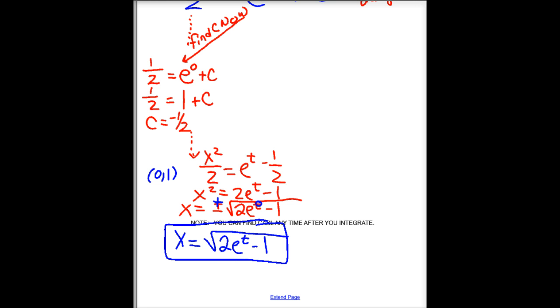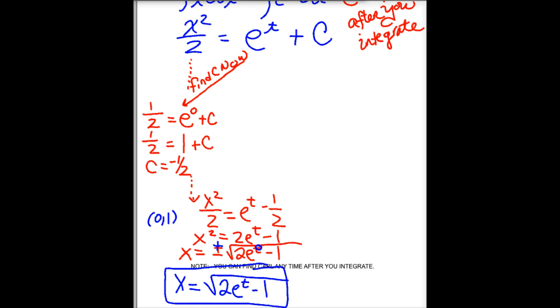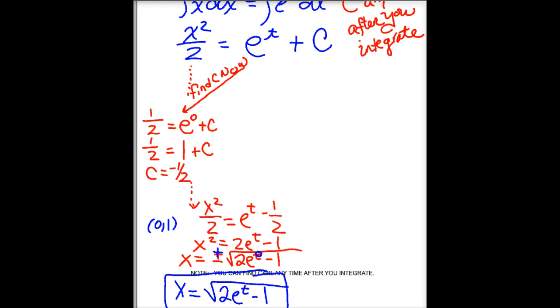And then 2 minus 1 is 1, and I need to have the positive root because it says (0, 1) is on that curve. So my answer is the positive root. Doesn't mean it's always positive, but for this particular differential equation with the initial condition of (0, 1), it will be positive.